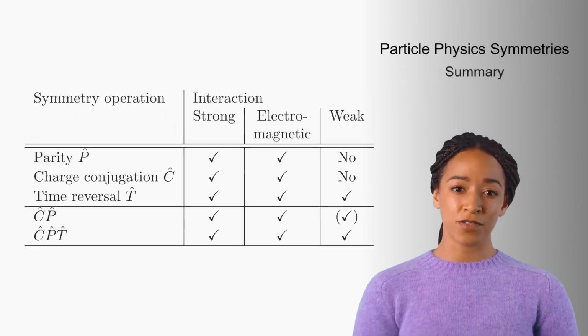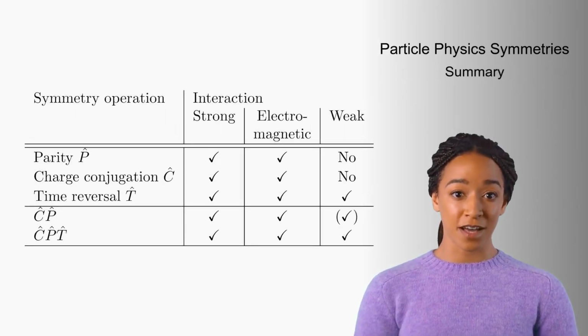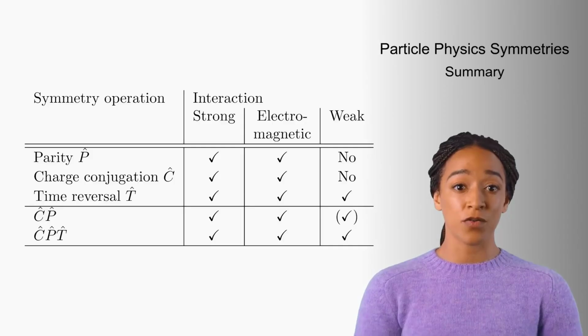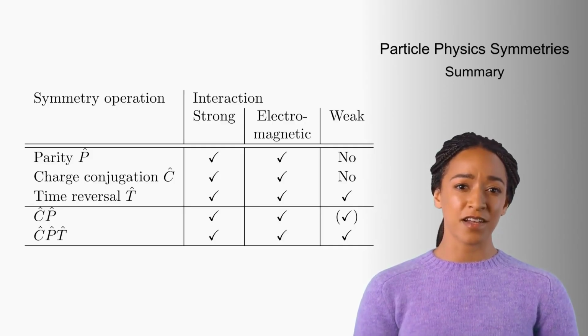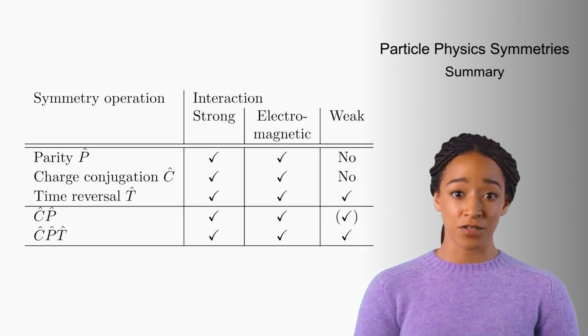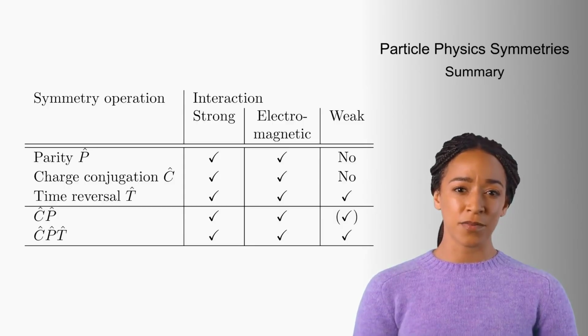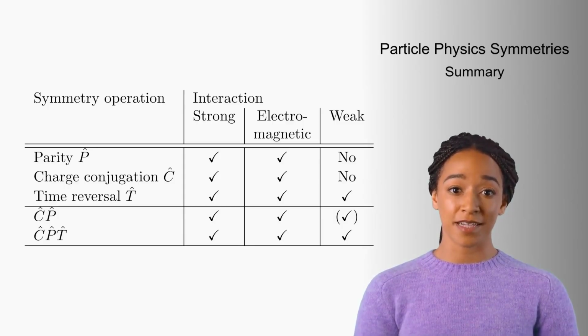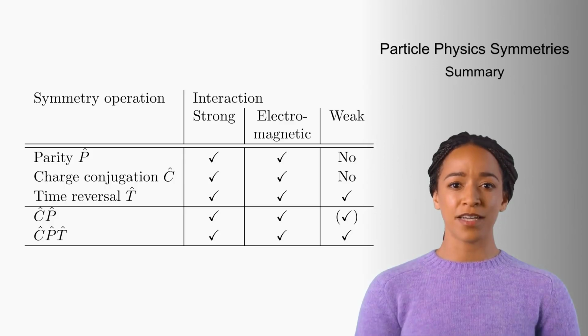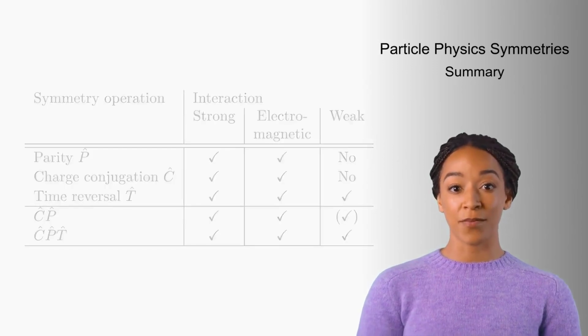We discussed symmetry operations and saw that strong and electromagnetic interactions respect all of them. The weak interaction is not symmetric under parity or charge conjugation. Combining the symmetry operations charge conjugation, parity, and time reversal works in all three interactions. Enjoy studying particle physics.